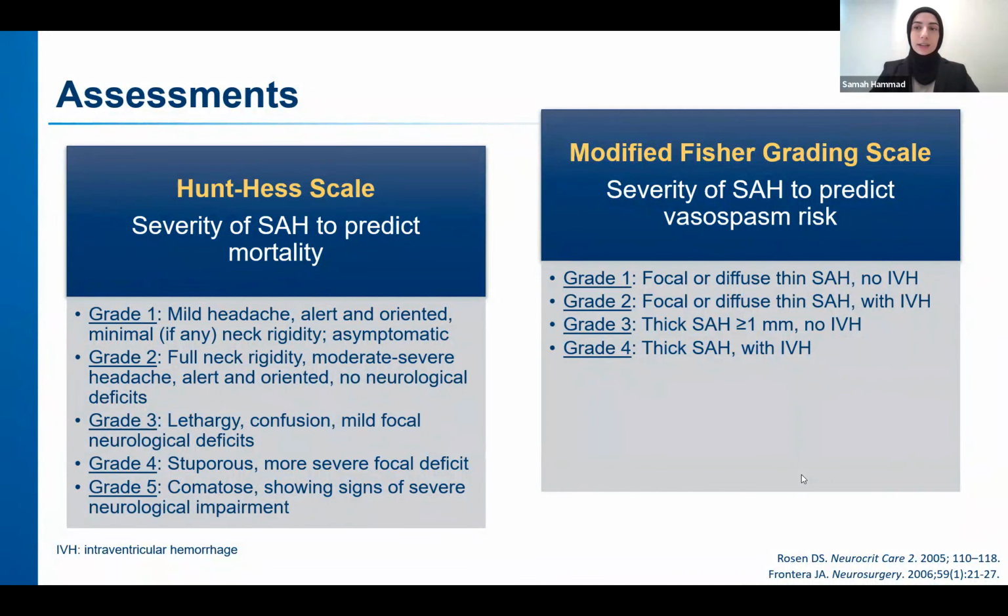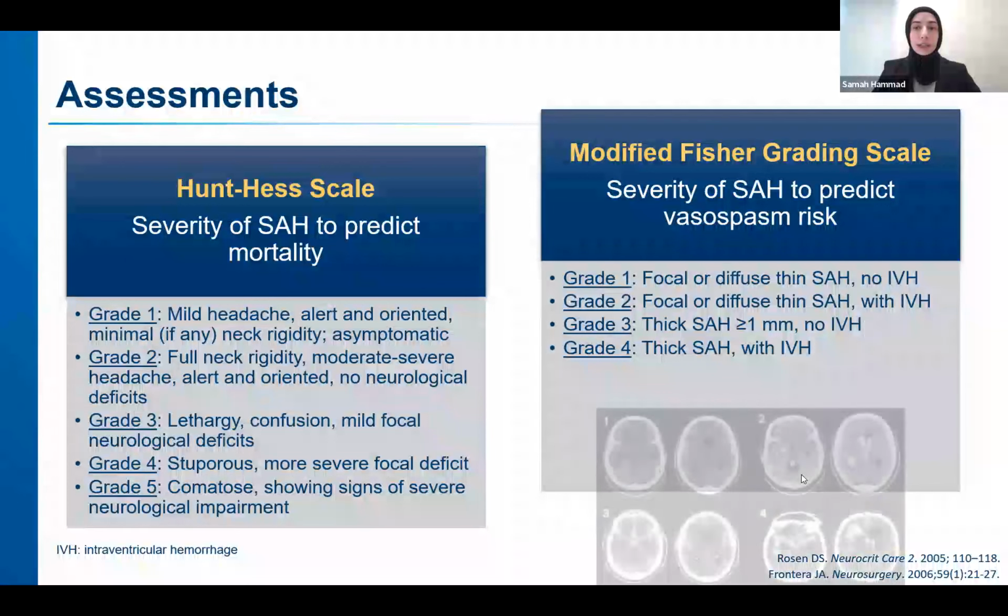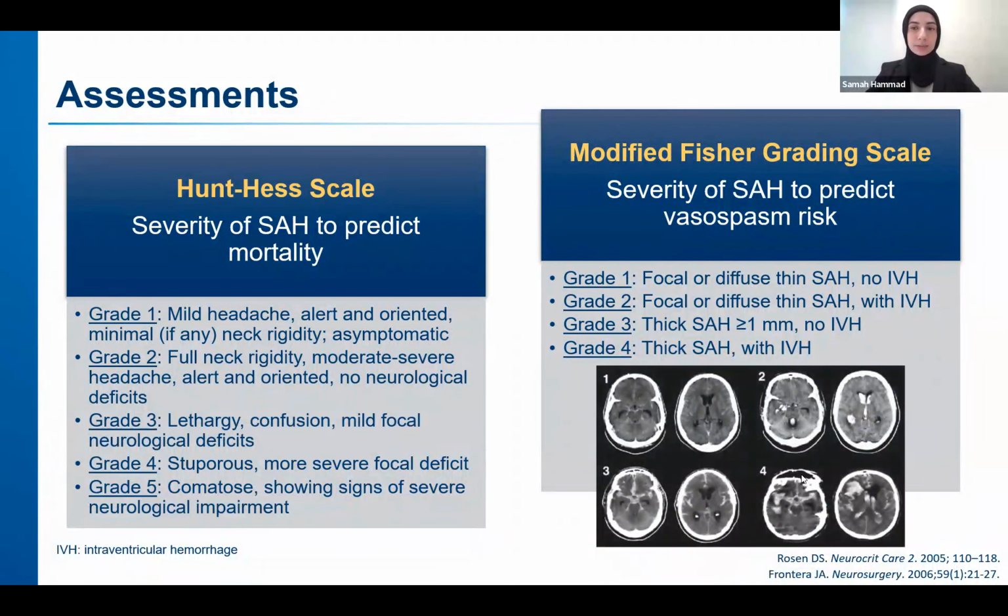On the other hand, the modified Fisher scale was designed to predict cerebral vasospasm after subarachnoid hemorrhage based on the amount and pattern of blood visualized on CT at presentation. So patients with no hemorrhage or little hemorrhage versus a thick amount of blood, and this predicts the risk of vasospasm. Grade 1 correlates with about less than 20% risk of vasospasm, whereas grade 4 is about 40% risk.